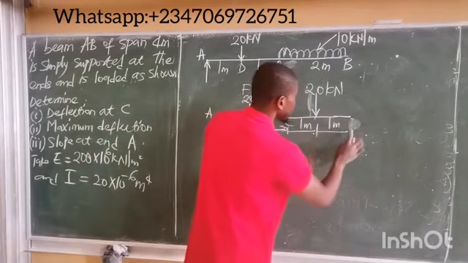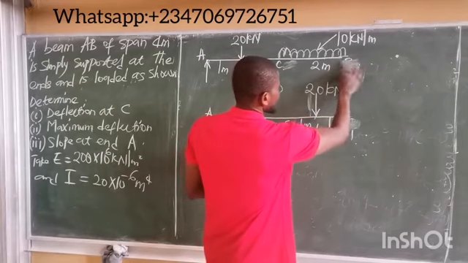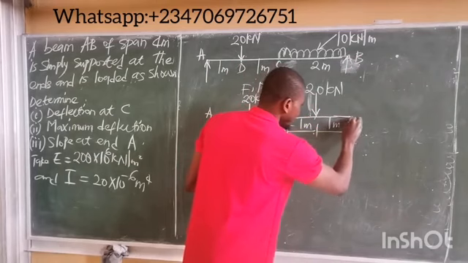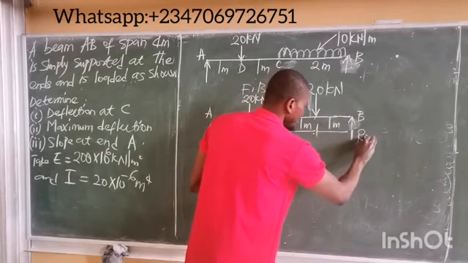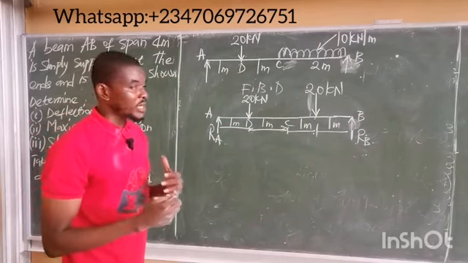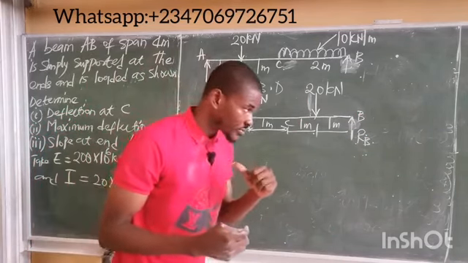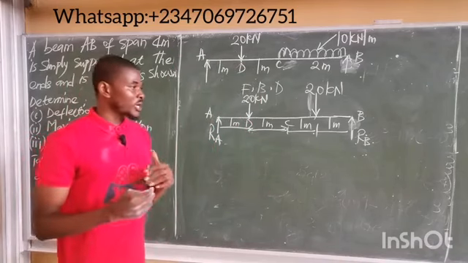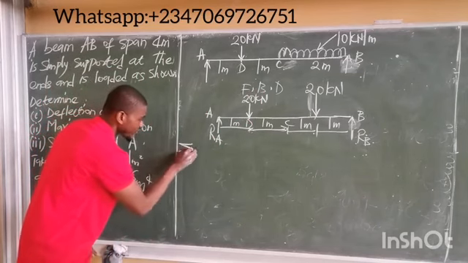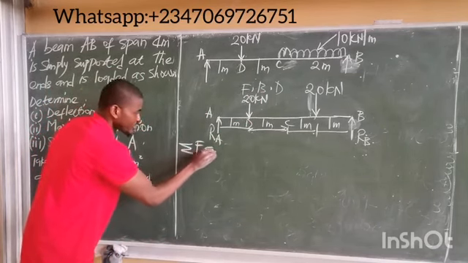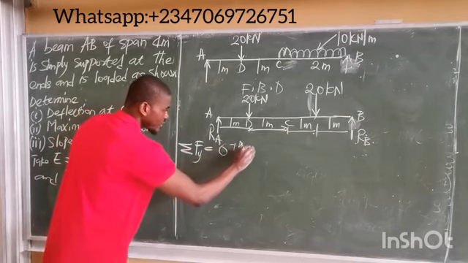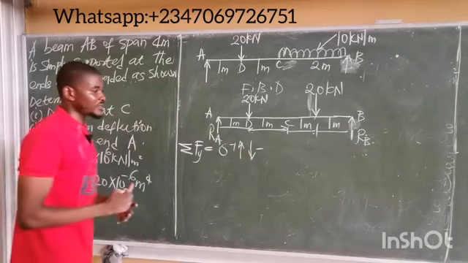This helps us find the reaction at point B. This is point B, so let's call this support RB. To find the supports, we employ our equilibrium equation, which states that the summation of the vertical forces acting on the beam is equal to 0. We consider vertically upward forces as positive, and vertically downward forces as negative.